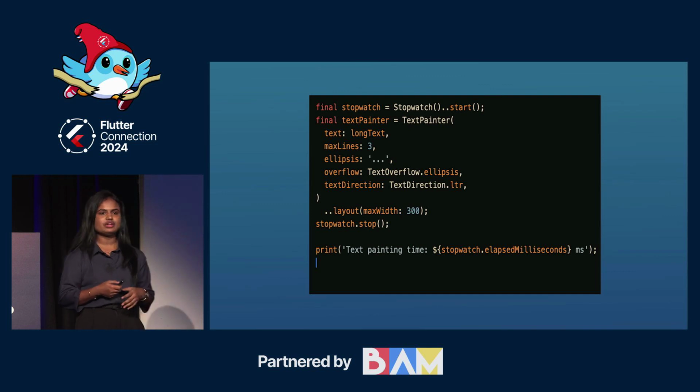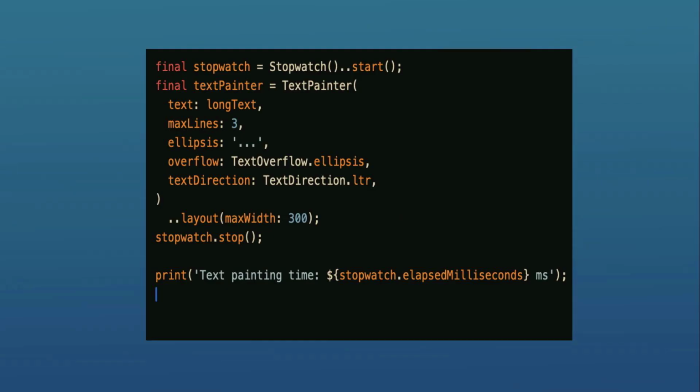For instance, we can use a stopwatch to monitor in what time the text is getting rendered in an application. This is a simple code snippet which shows the implementation of the same.